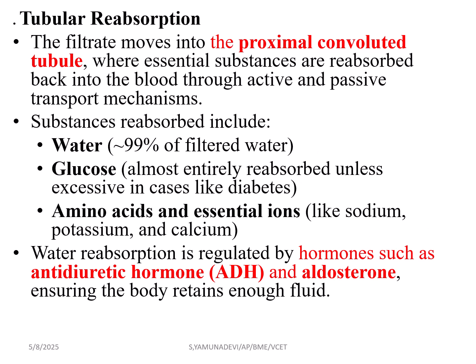Then the reabsorption process. First it moves into the proximal convoluted tubule and is reabsorbed through active and passive mechanisms. The substances reabsorbed here are water, glucose, and amino acids, along with sodium, potassium, and calcium. Water reabsorption is regulated by the hormones ADH and aldosterone. These retain enough fluid in our body.